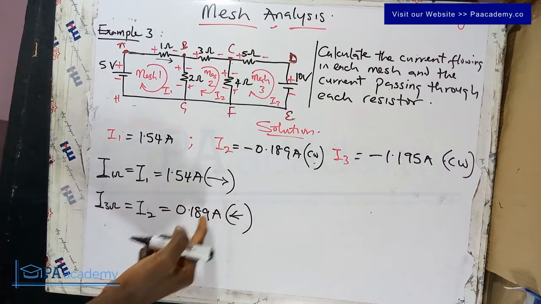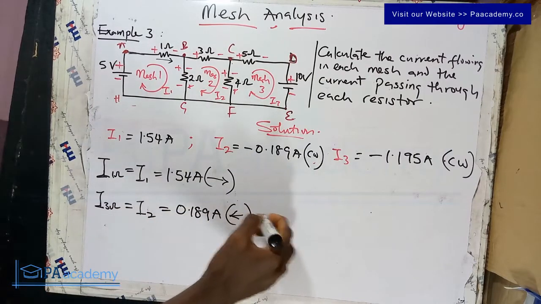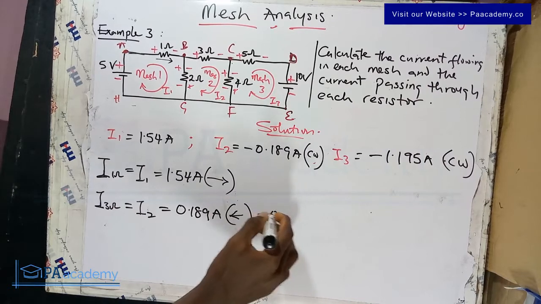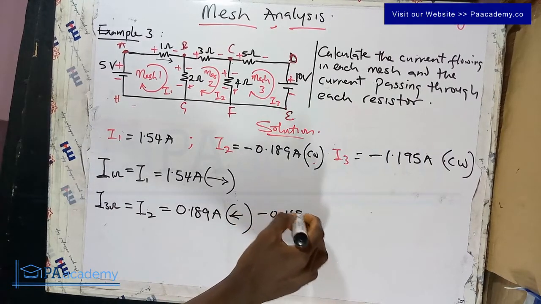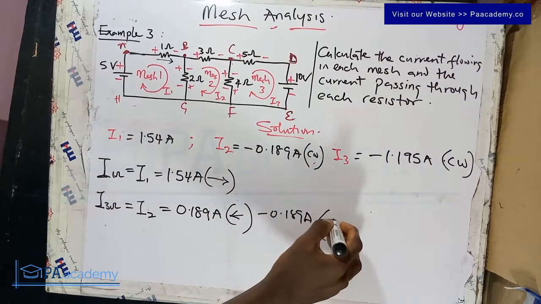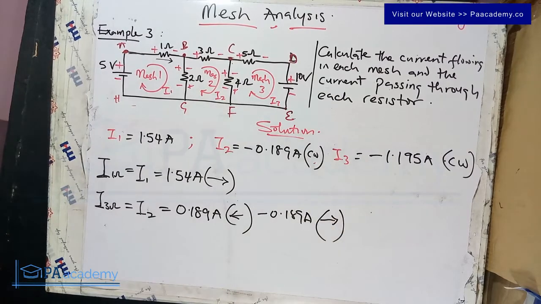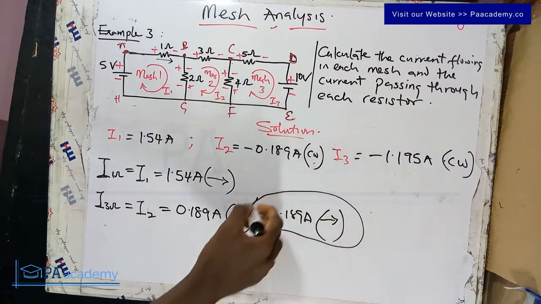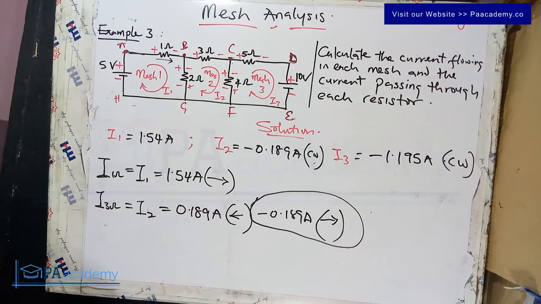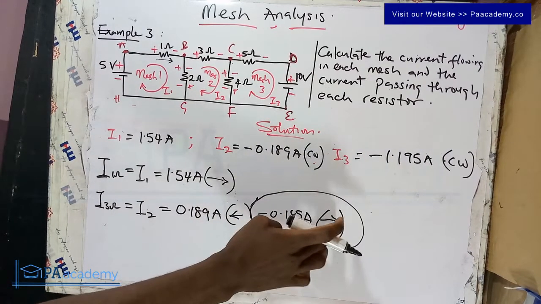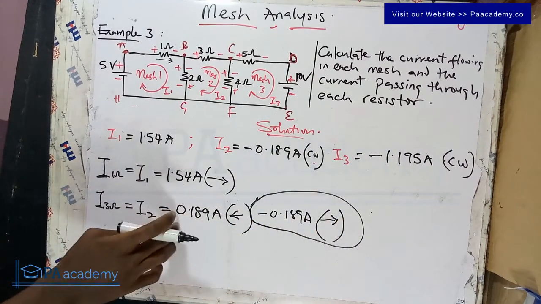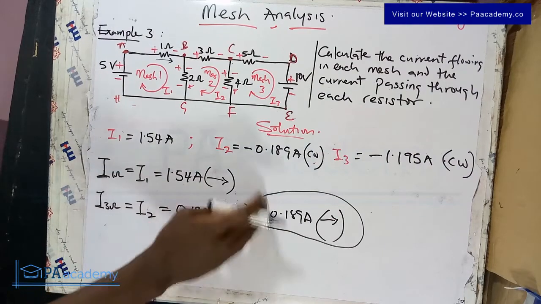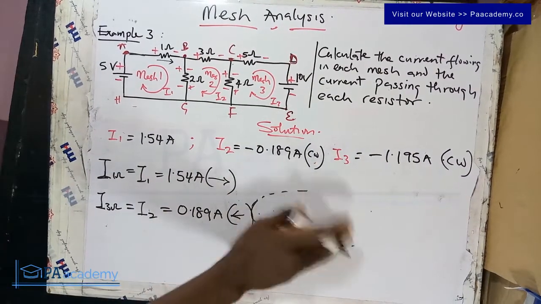Now if you want to write it like this, if you want to have it to be minus 0.189 amperes, then that means the direction is going to be like this. I hope that is clear. So if you want to still write it like this will be your direction. But if you're writing it without the negative sign, the direction will be like this. All right, so let's continue.